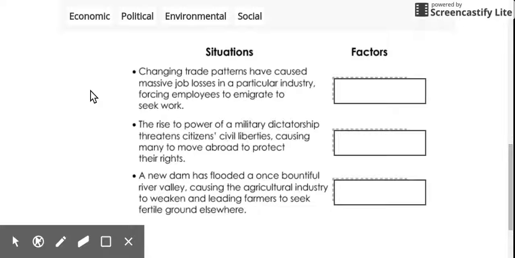It says changing trade patterns have caused massive job losses. The key words that stand out to me are trade, jobs. That has to do with economic.